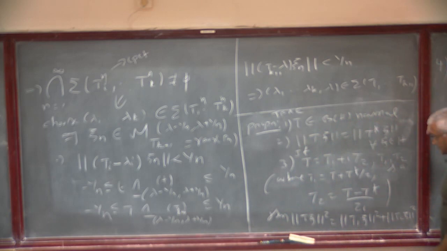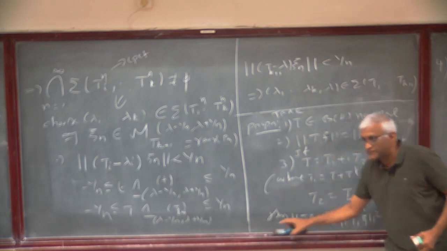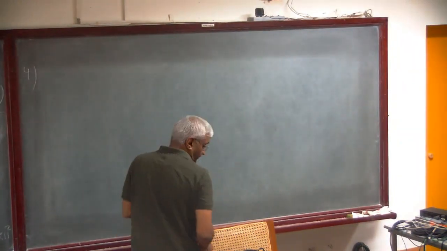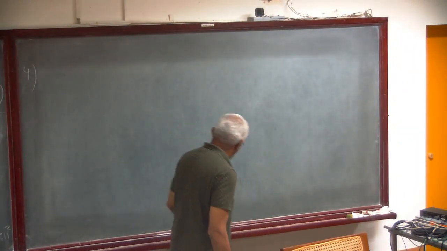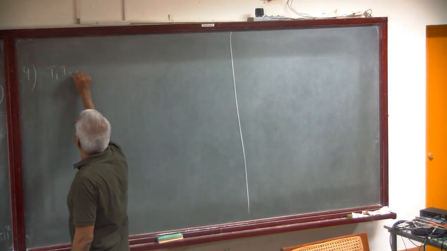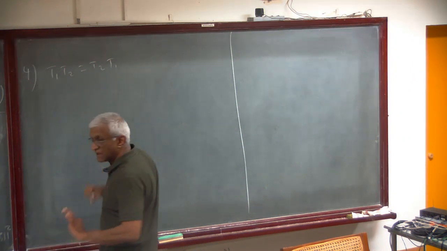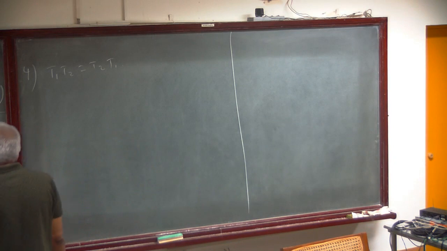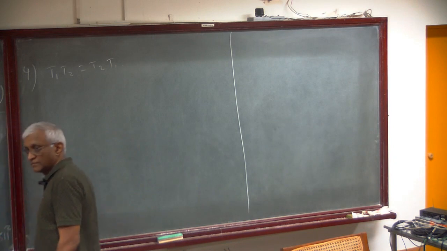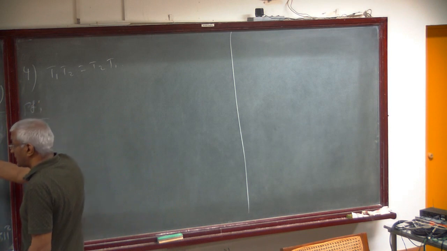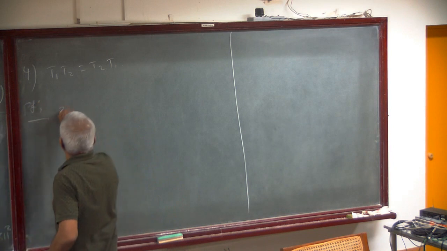So the fourth one is equivalent to T1 T2 equal to T2 T1. So a normal operator is an operator where its real part and imaginary part commute. That's what this is. And the proof: one is equivalent to 2, we have already seen. 2 is equivalent to 3.